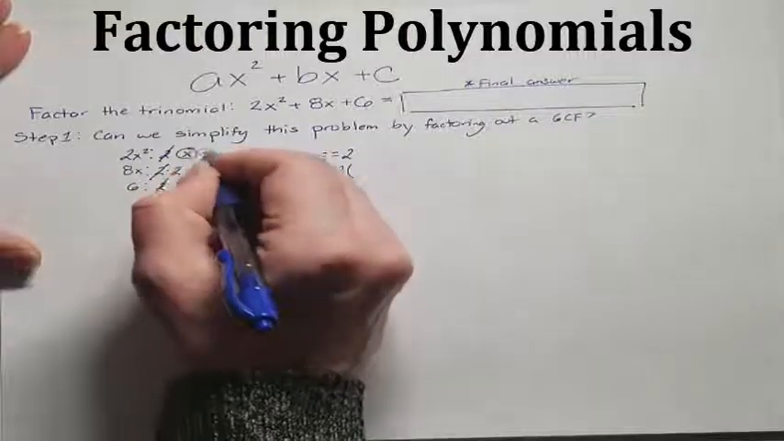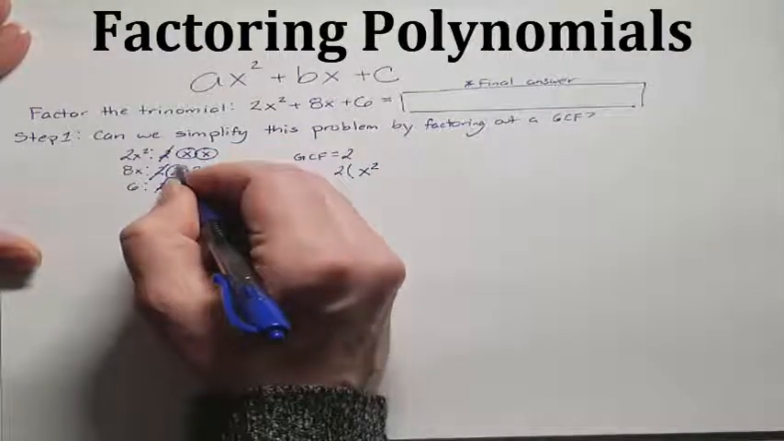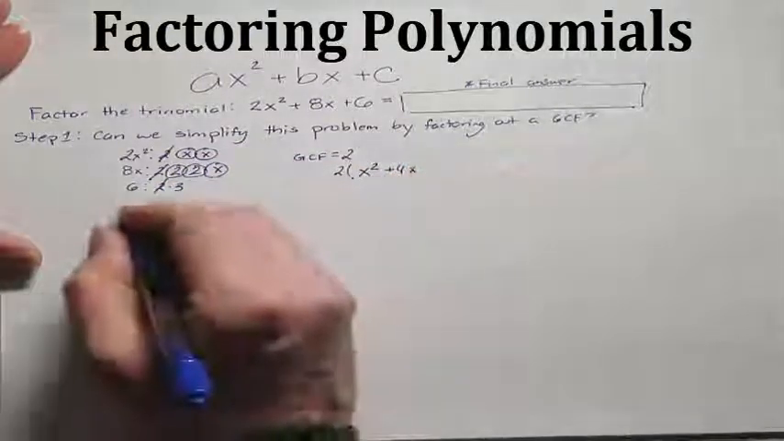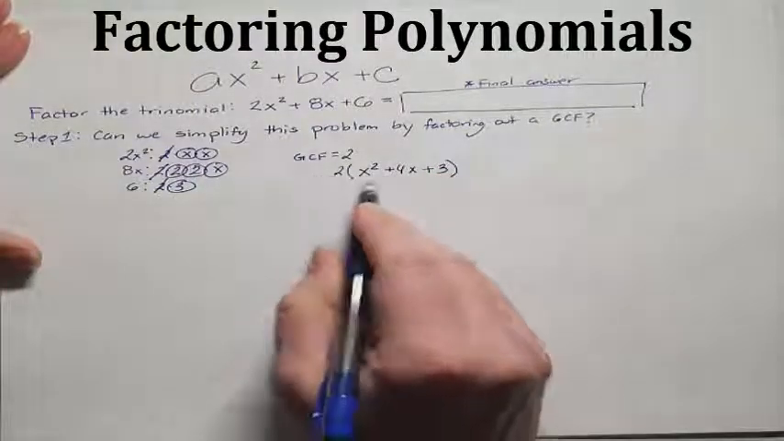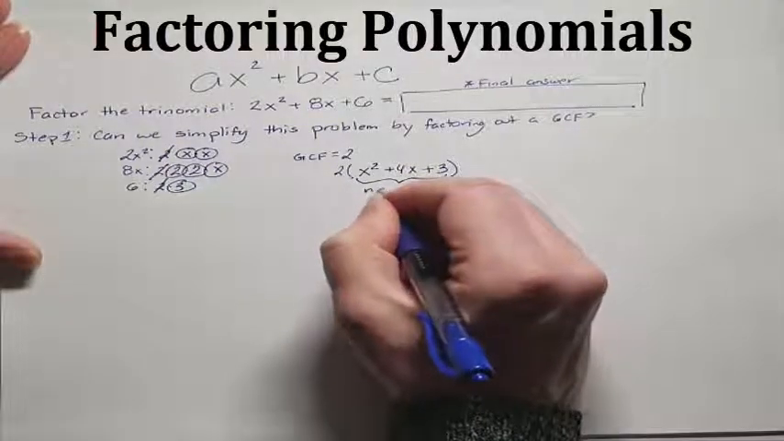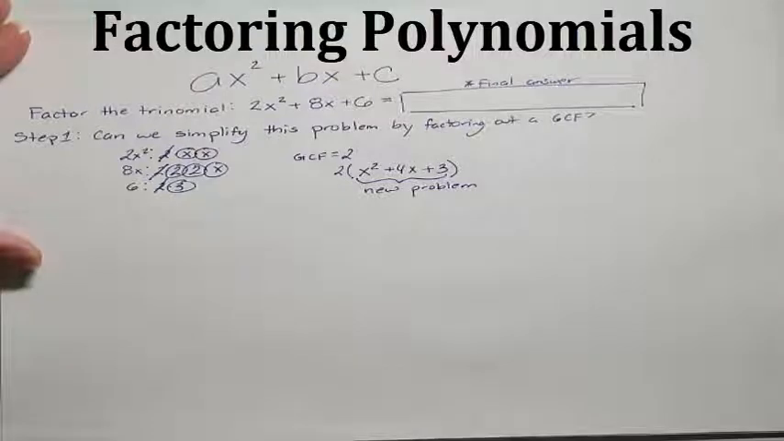List 1 has an x times an x, which meant I had an x squared. List 2 had a 2 times x, which means I had a plus 4x. List 3 had a 3, so here's my plus 3. So I factored out my GCF. I've got this new baby problem right here. This is going to be the new problem that we are actually going to solve.